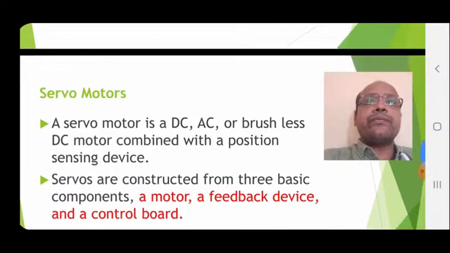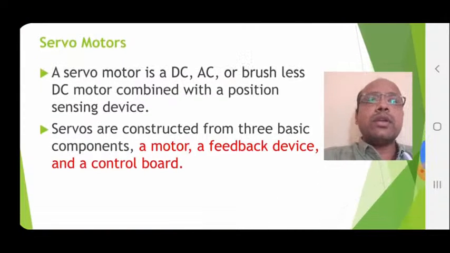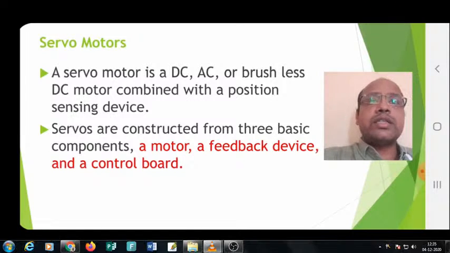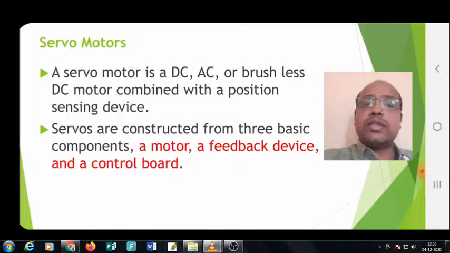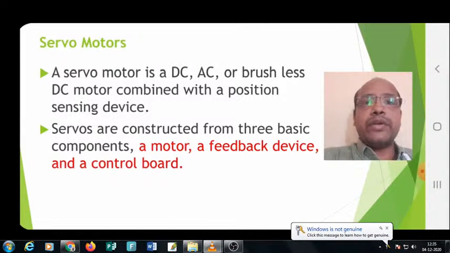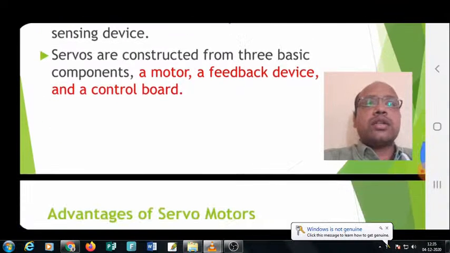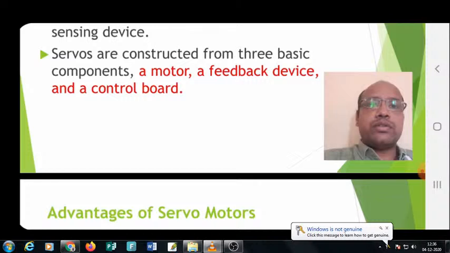Then next, the effective motor which is used in NC manufacturing system, and nowadays is preferred mostly, is called a servo motor. A servo motor is a DC, AC or brushless DC motor combined with a position sensing device. Once again I am repeating, a servo motor is a DC, AC or brushless DC motor combined with a position sensing device. Servos are constructed from three basic components: first one is a motor, then feedback device and control board.